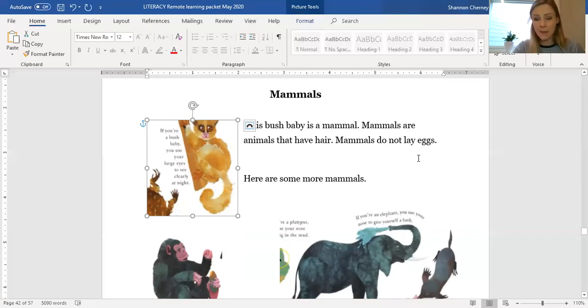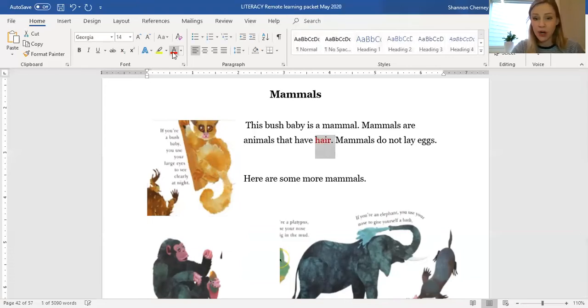A bush baby is a mammal, and mammals are animals that have hair or fur. Mammals do not lay eggs. Let me say those two things one more time. Mammals are animals that have hair or fur, and mammals do not lay eggs. So a bird, because a bird lays an egg, is not a mammal. A snake that lays an egg is not a mammal. A worm that doesn't have hair or fur is not a mammal.